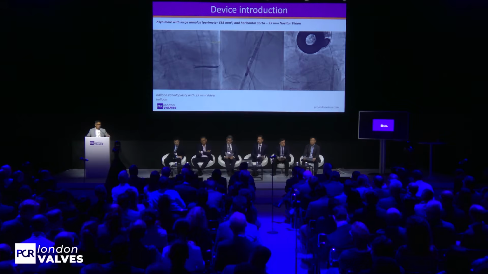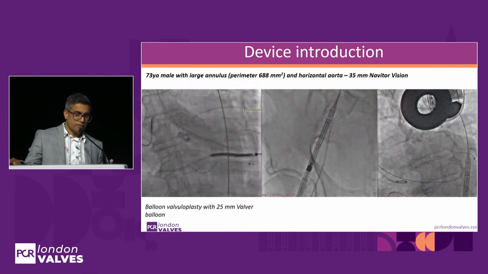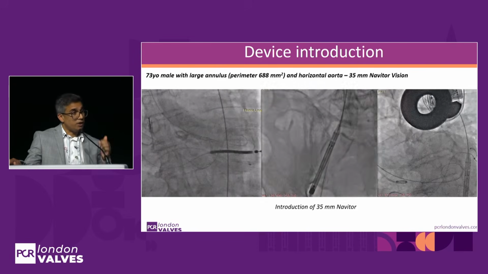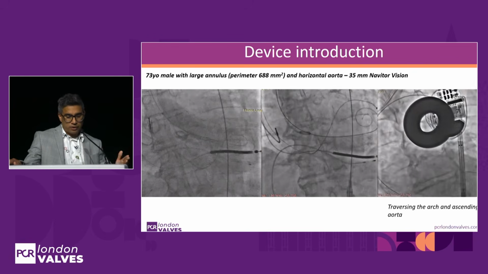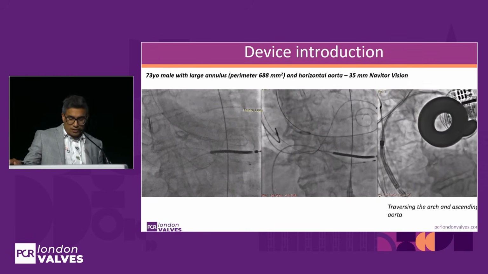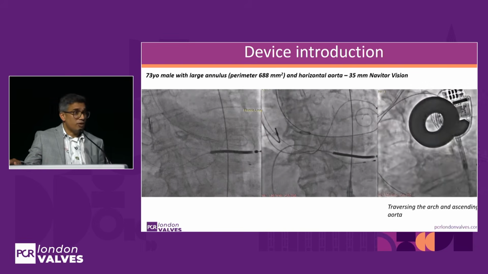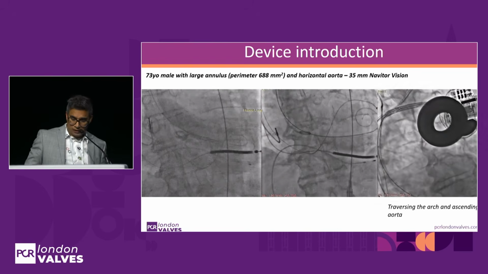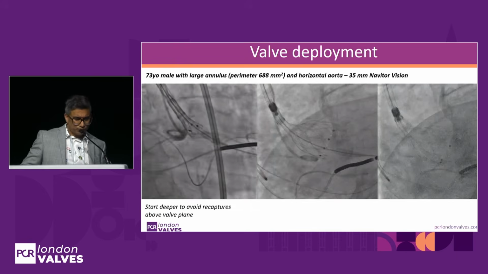With the larger valves, I always predilate, irrespective of the amount of calcification. I think it allows for the uniformity of the device to expand when you deploy these. You can see this is the 35 millimetre going in and around the aortic arch. It's very similar and very smooth to introduce. And it is just that 15 French inline sheath that we're going in for.